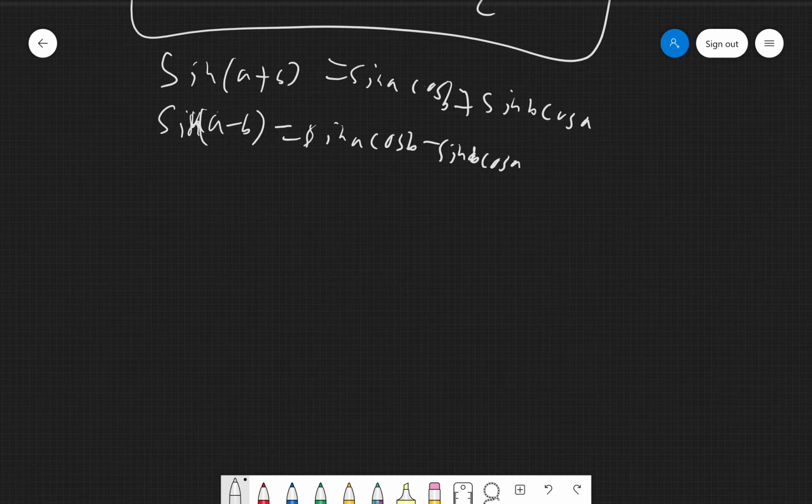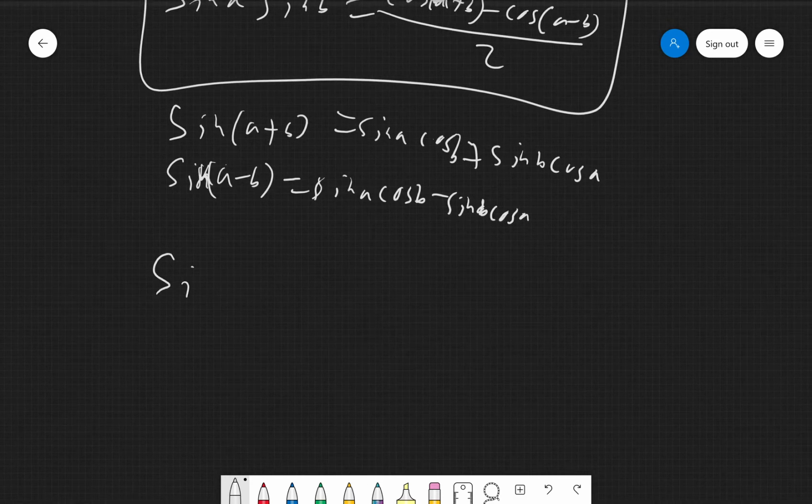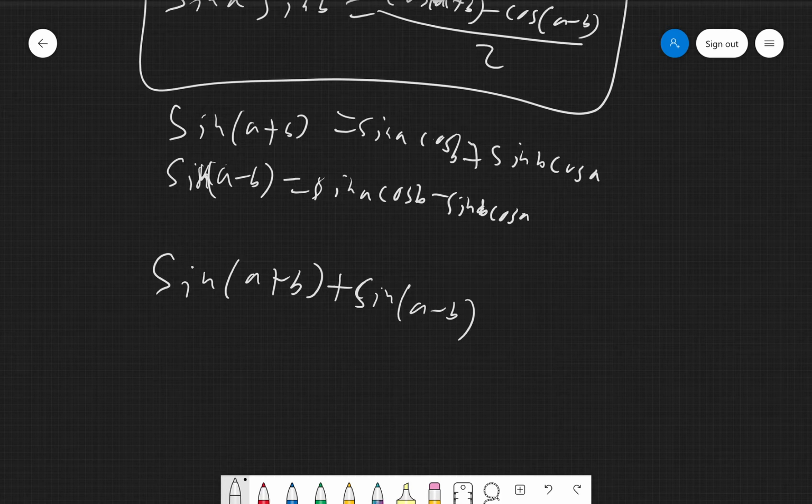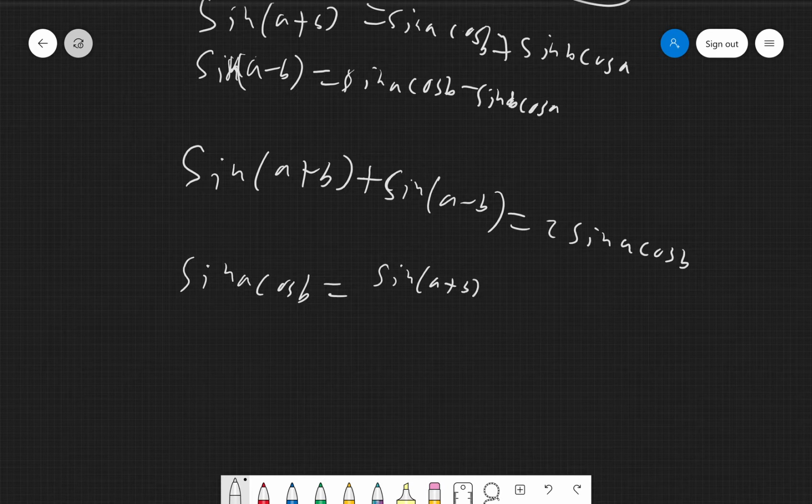The last 2 cancel. We're gonna get the sine of a plus b plus the sine of a minus b is equal to 2 sine of a cosine of b. So that means that the sine of a cosine of b is equal to the sine of a plus b plus the sine of a minus b over 2. Surprise, surprise.